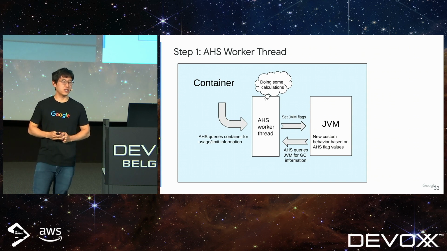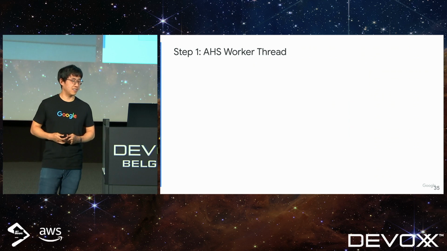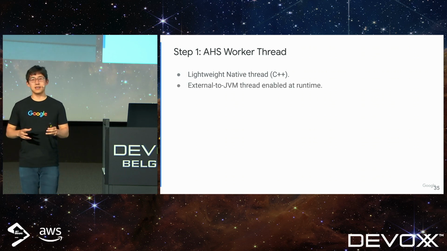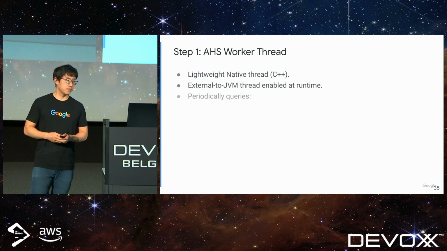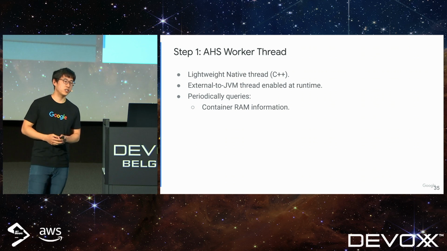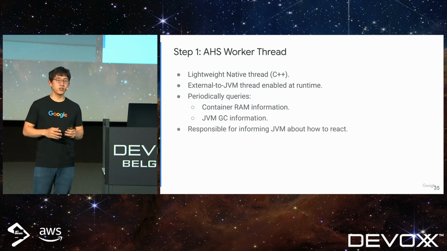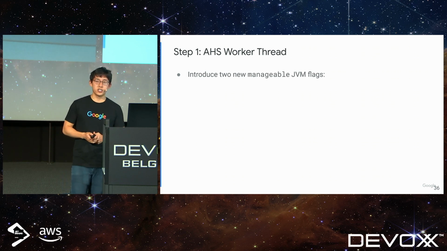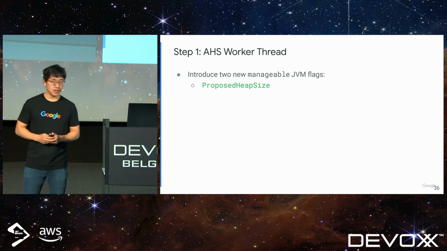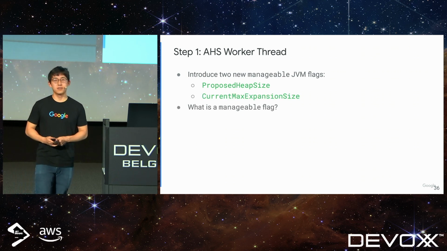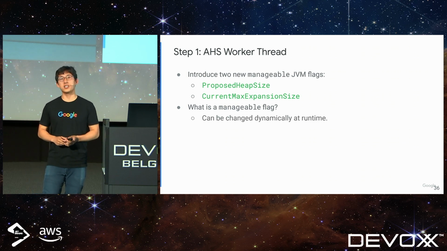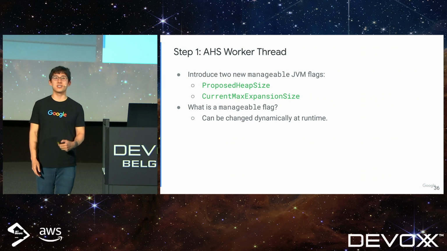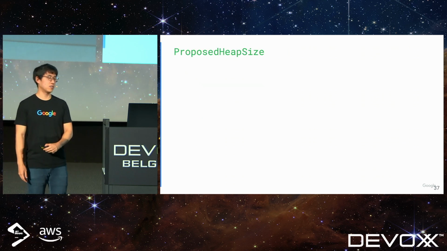So the first one is the AHS worker thread, which I've highlighted in green here. The AHS worker thread is a lightweight native thread written in C++, and it is a thread external to the JVM that we enable at runtime. What this does is it periodically queries container RAM information as well as the JVM GC information and uses this to help the JVM react accordingly. And it does so via the introduction of two manageable flags, which we'll call proposed heap size and current max expansion size. Now, what is a manageable flag, you might ask? It is just a flag that can be changed dynamically at runtime. Most flags that we set cannot be changed once the JVM starts, but there's a handy feature called manageable flags, which allows you to change it whenever you want, and the JVM can read these new values.